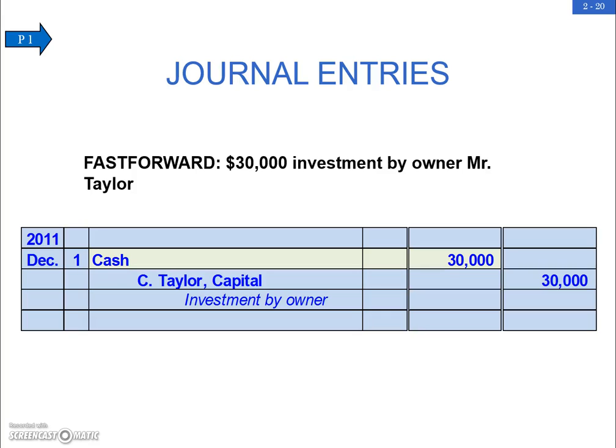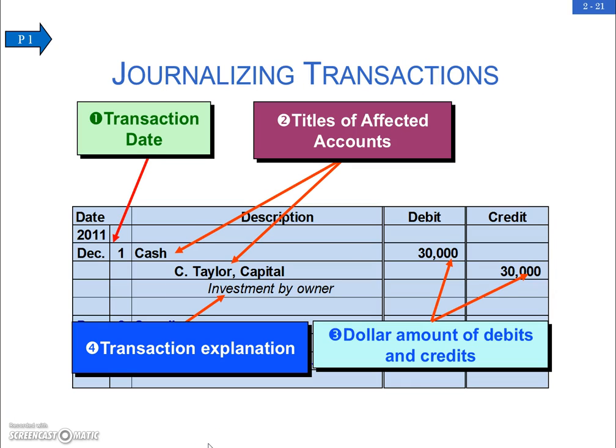Okay, this is part 3 of chapter 2. Let's get right to it. So when we last left off, we did our first journal entry to record a $30,000 investment by our owner. Just an example here. So let's break down the important parts and how we would each write out our own journal entries. Real important.